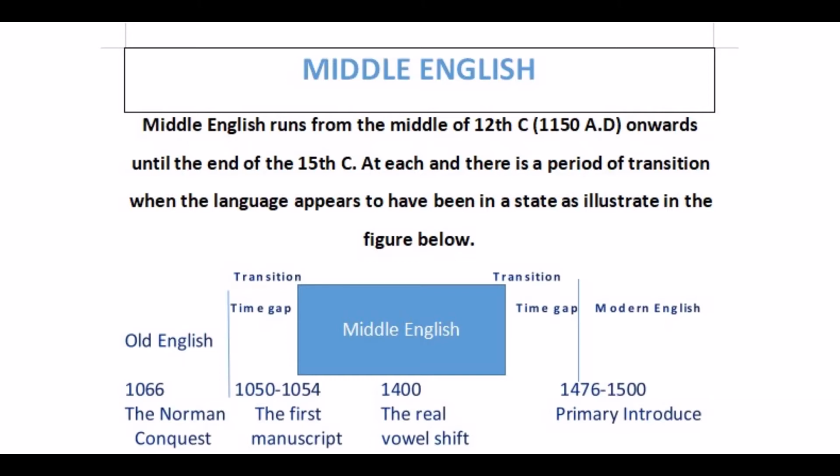Then the period of Middle English came in 1400, in which the great vowel shift took place. Again, you can see the transition period, the time gap, and after that the Modern English period came in 1476 to 1500, the printing press was introduced, and nowadays we are using Modern English in our daily life.